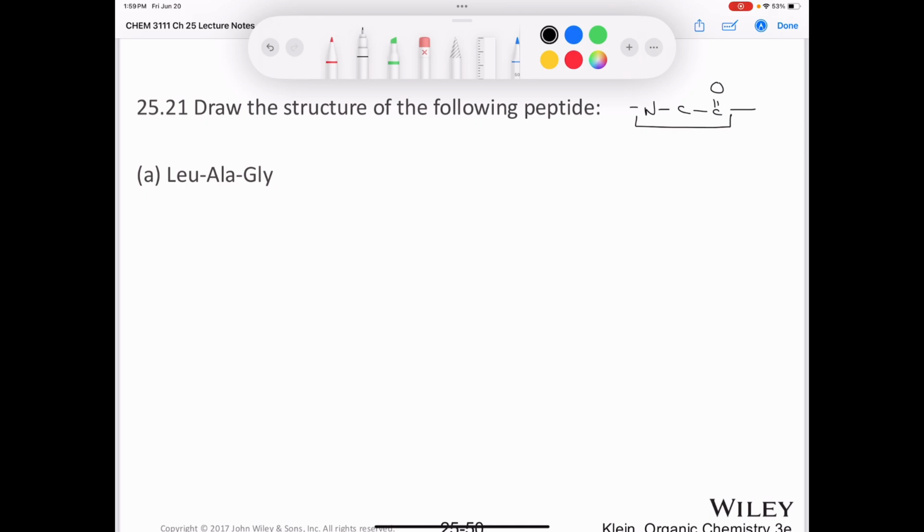So the way it's going to work is like this. We're going to go N, going up, C, carbonyl. Then we're going to go N, C, and this one's going to be going down, and then to our next carbonyl, and then N, and then C, and then carbonyl. Okay? So there's our three amino acid residues, or at least their skeletons. So now let's finish up the N terminus, and we'll finish up the C terminus like that.